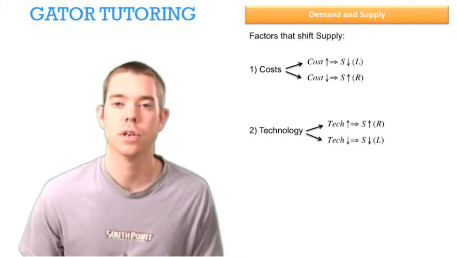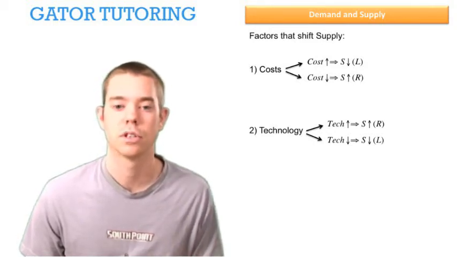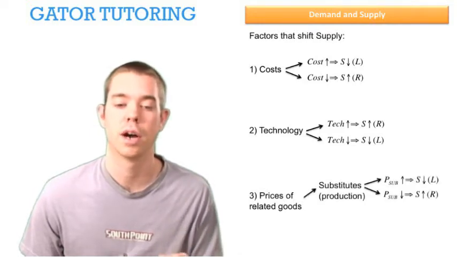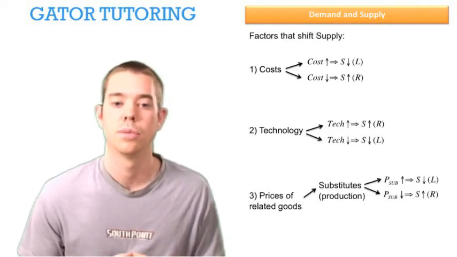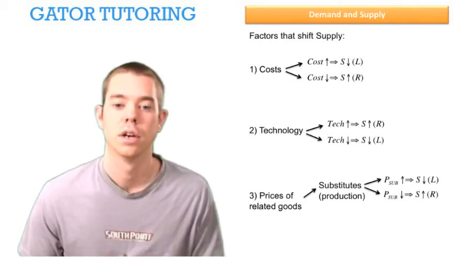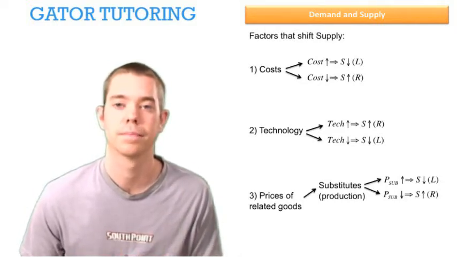As technology decreases, which is very unlikely, but if it did happen, well, supply would shift to the left. The prices of related goods. Well, this is in production now. The price of substitutes, let's say the price of a substitute increases, well, now your supply curve is going to shift to the left. As the price of a substitute decreases, your supply curve will shift to the right.